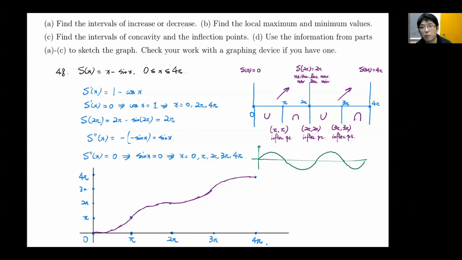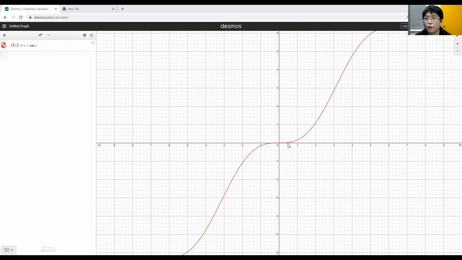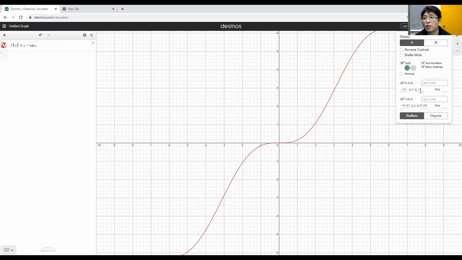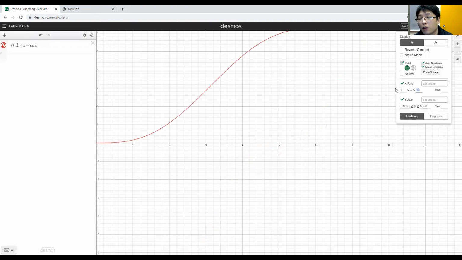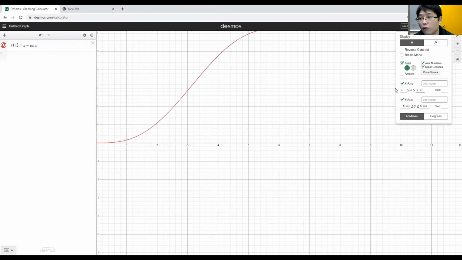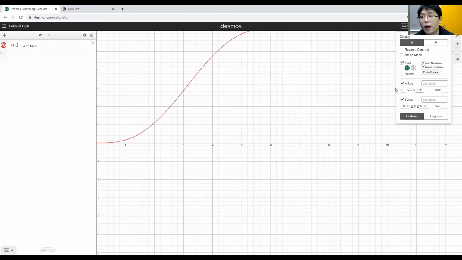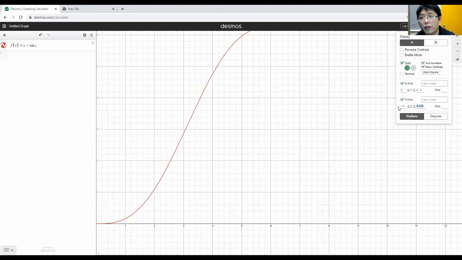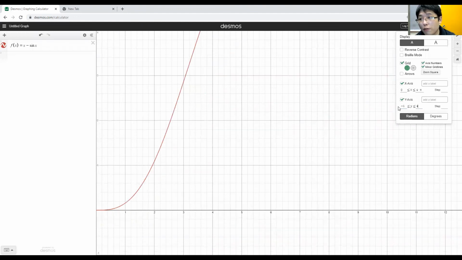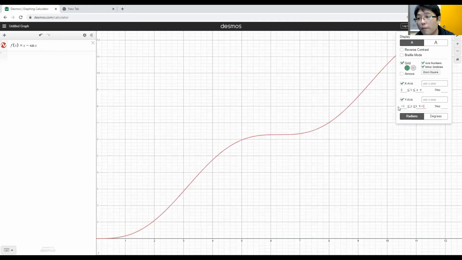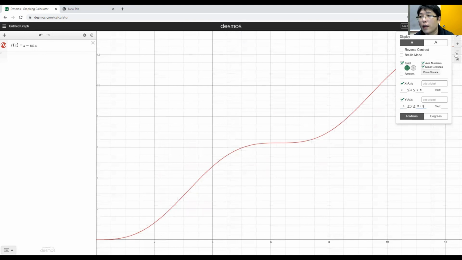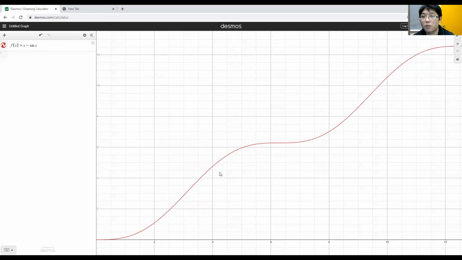Now let's look at Desmos. Okay, so this is the graph generated by Desmos. Because we are interested in the region when x is between 0 and 4 times pi, certainly the y value will be larger. So what we are interested in, let's say y is between -1 and the function value at that point, which is going to be 4 pi, so let me just make it 4 pi plus 1.